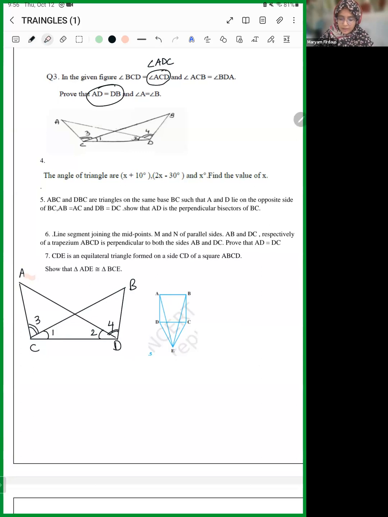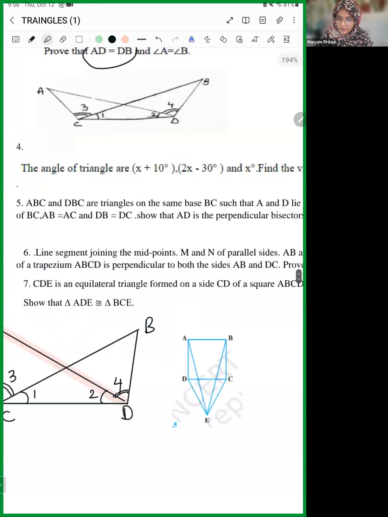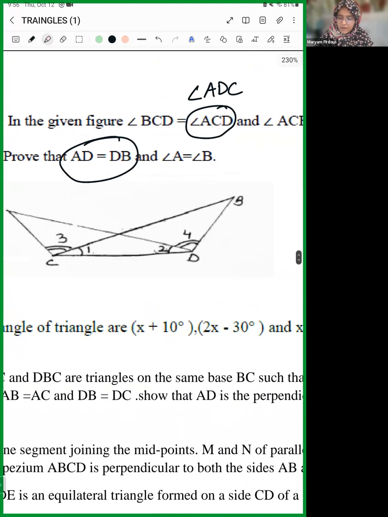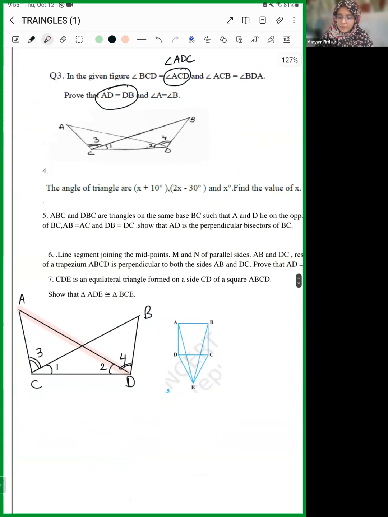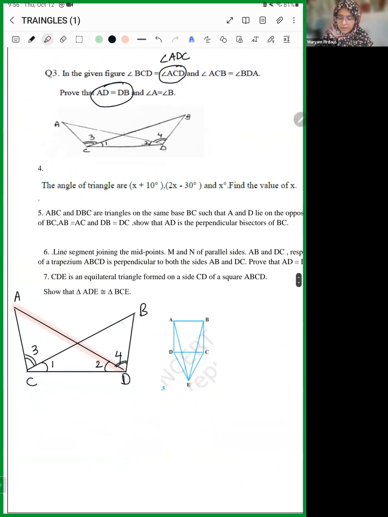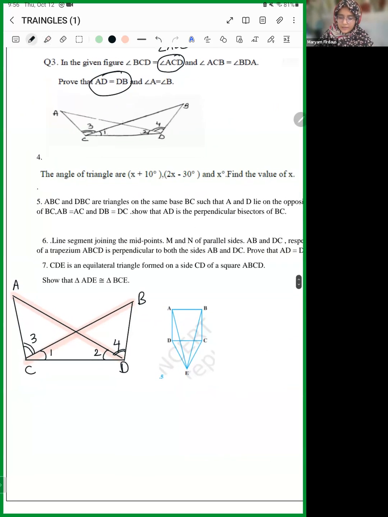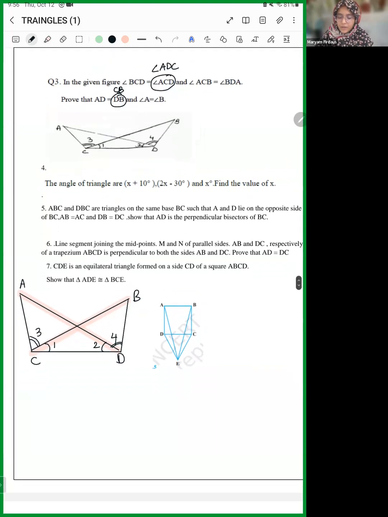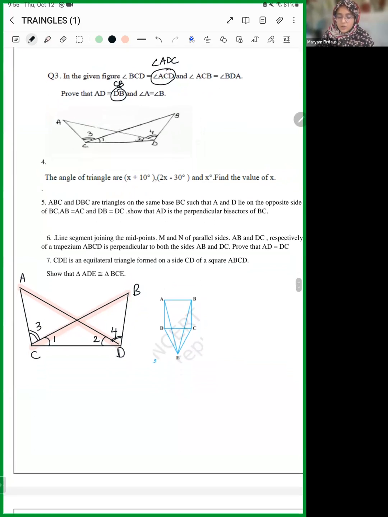AD is equal to BD. Wait a minute, maybe they did it on purpose. And angle A is equal to angle B. It can't be like that. It can't be BD. It has to be BC. Prove that AD is equal to BC, okay? It cannot be BD. So you have to prove these two things as equal, and then you have to prove angle A is equal to angle B. So it's very simple.